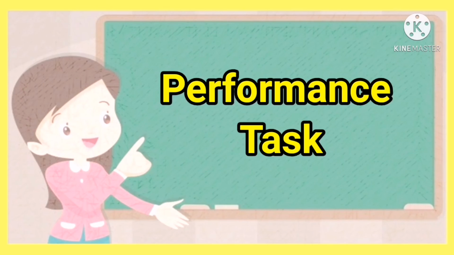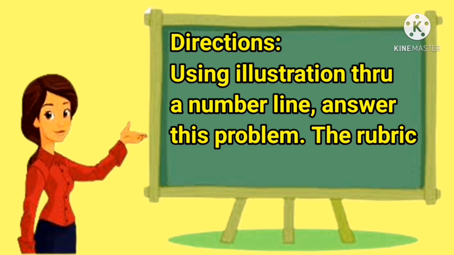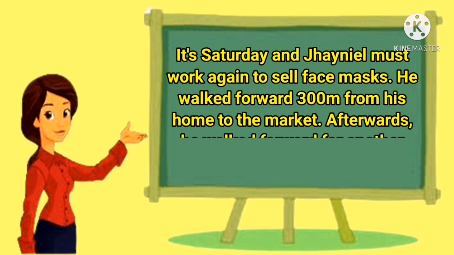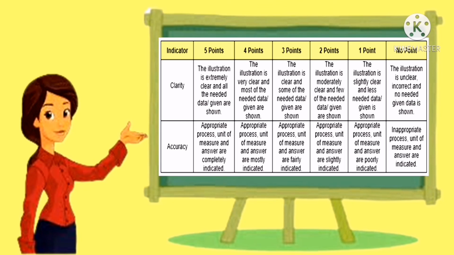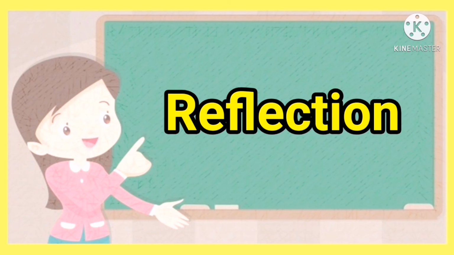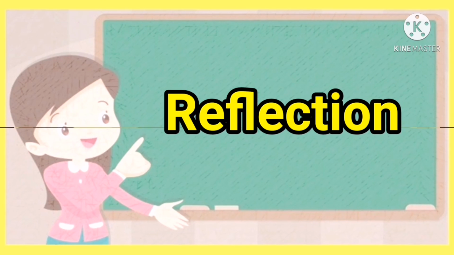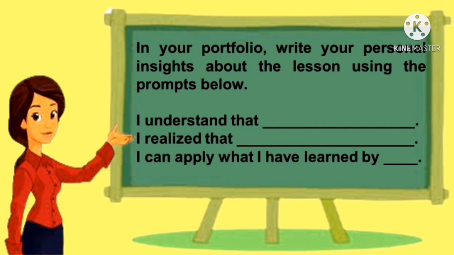Congrats, everyone. For another offline activity, perform this task. Directions. Using illustration through a number line, answer this problem. The rubric is also shown. Read the problem silently. This rubric shows how your output will be rated. Lastly, don't forget to accomplish your reflection for today. Let these prompts serve as your guide. Complete them to become sentences.